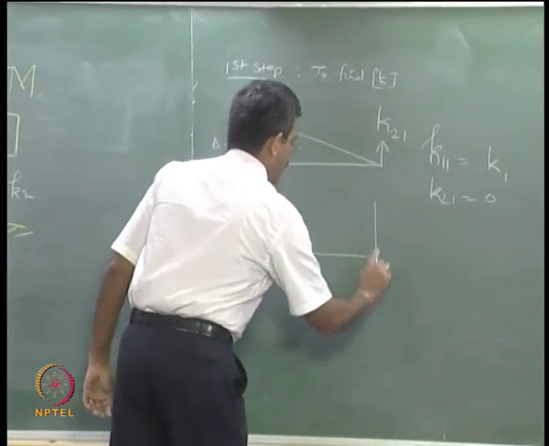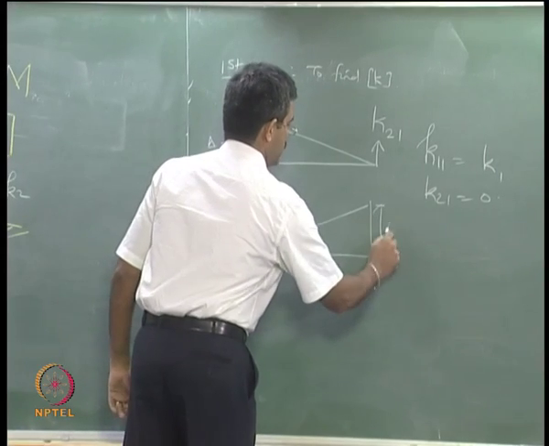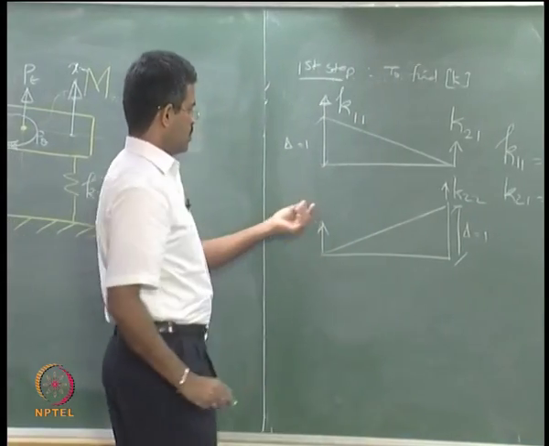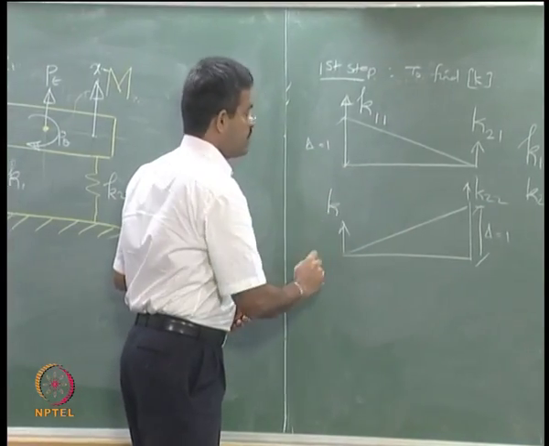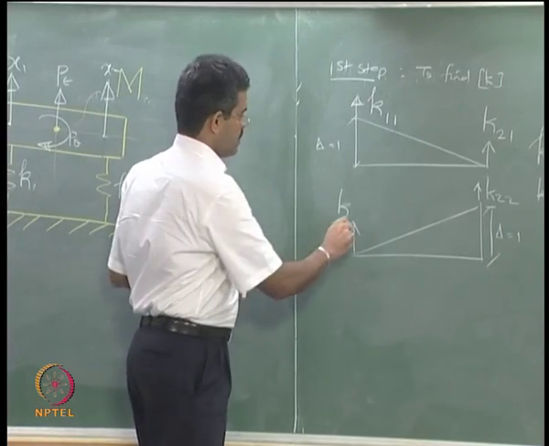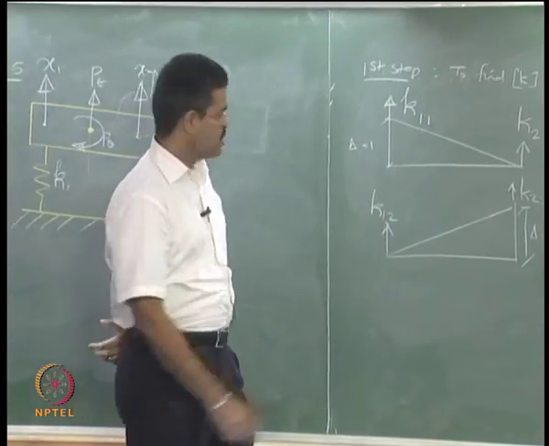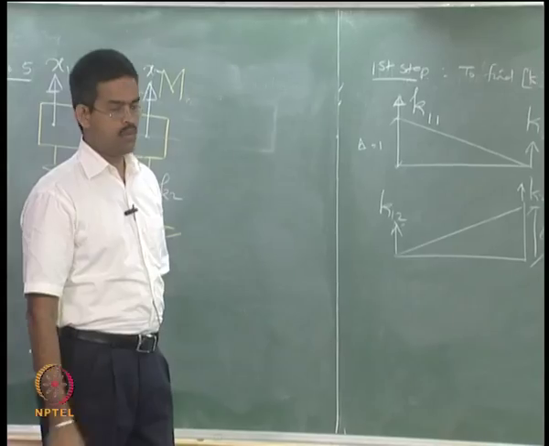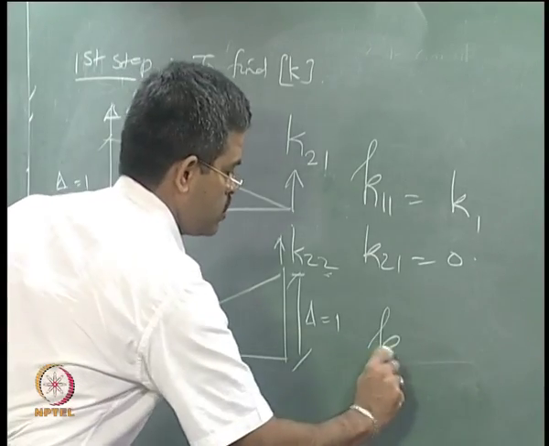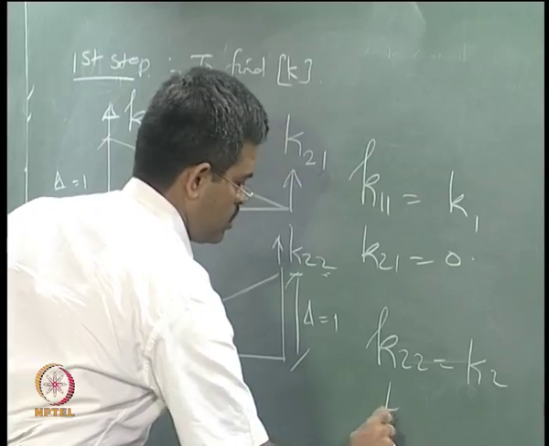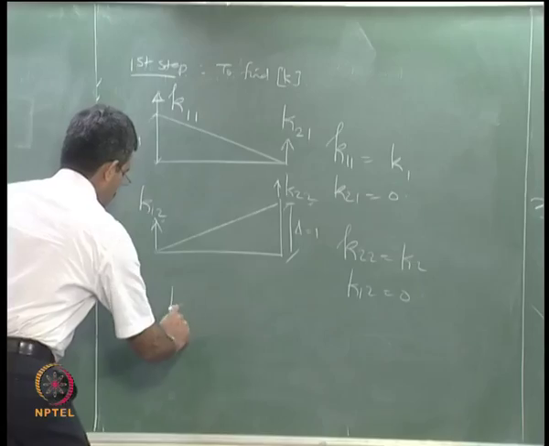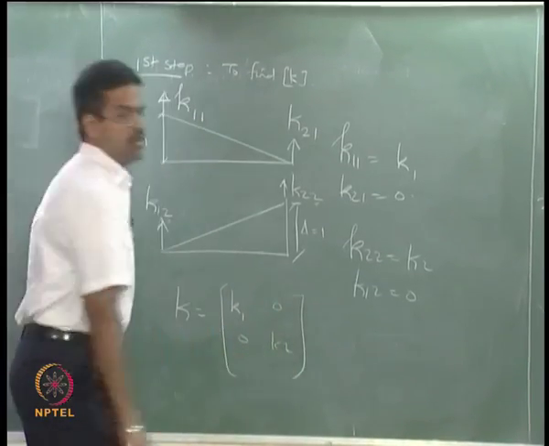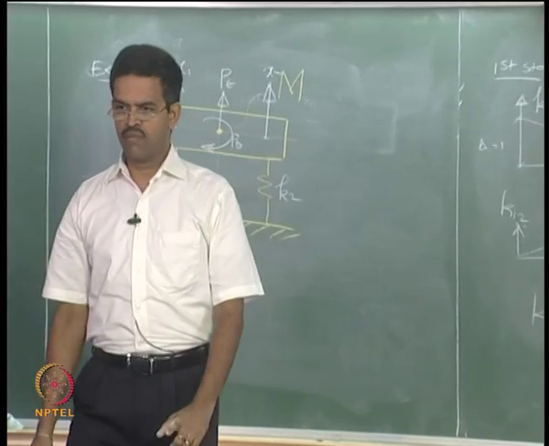Similarly, what will be this coefficient called K22? Always the second coefficient or the second number will remain the same because it is column wise. So K22 will be equal to K2 and K12 is 0. My K matrix now is going to be K1, 0, 0, K2. Now interestingly you see what happened to my K matrix, it has become diagonal.